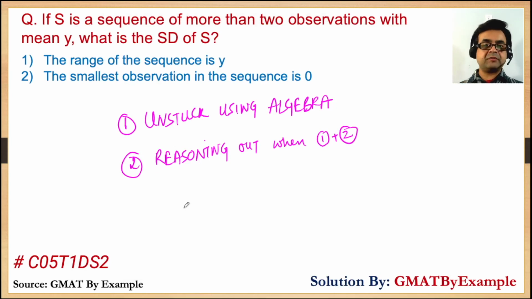Just to quickly review what we learned. We learned how to get unstuck in a question like this by using algebra. It wasn't a very difficult algebra. The second thing we learned is how to reason it out with respect to the range and the observation, especially when the smallest observation was given to be 0.